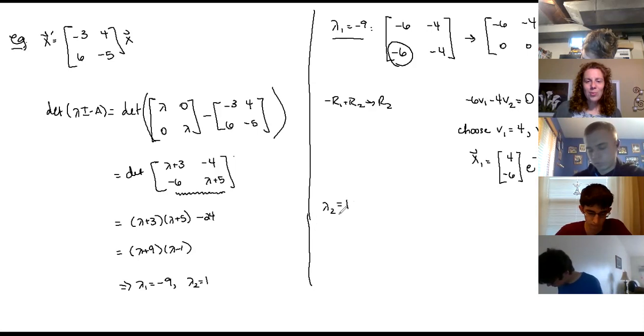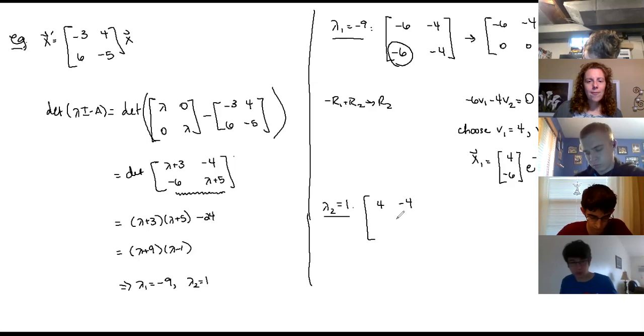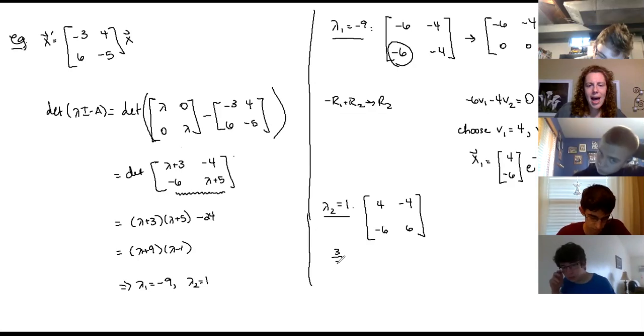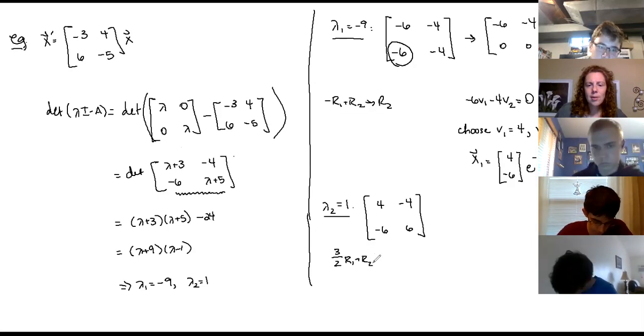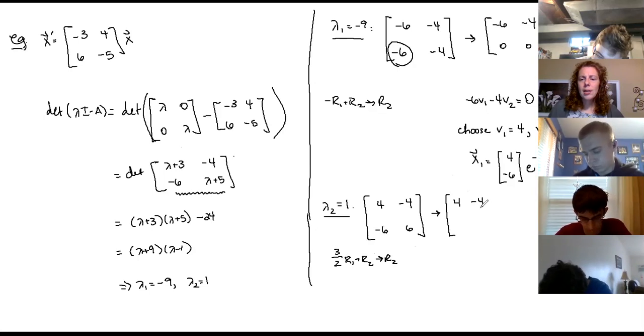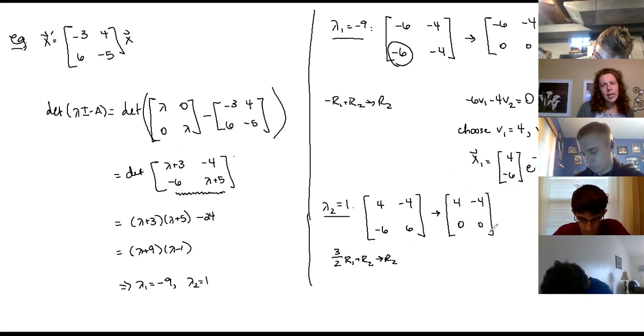Lambda 2 equals 1. Here's what I need. 4, -4, -6, 6. Again, we're plugging lambda 2 into this matrix over here. I am going to need to do what? 3/2 times row 1 plus row 2 gets sent to row 2 to zero stuff out. And so I'm going to get 4, -4, 0, 0.